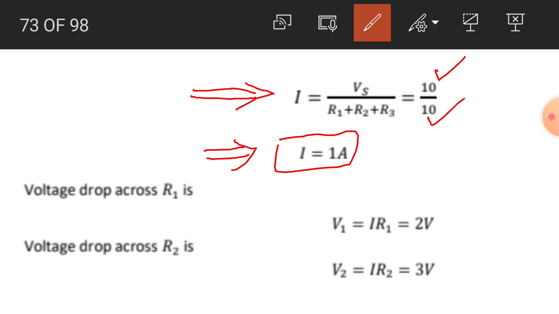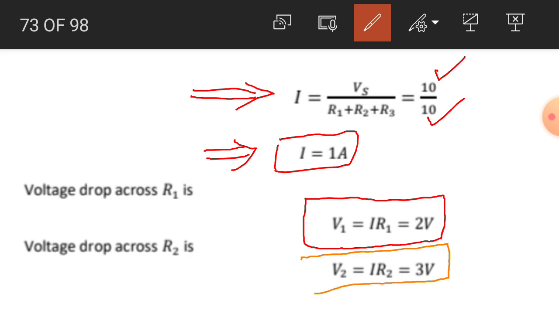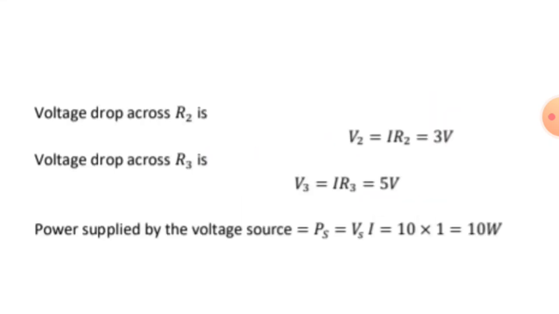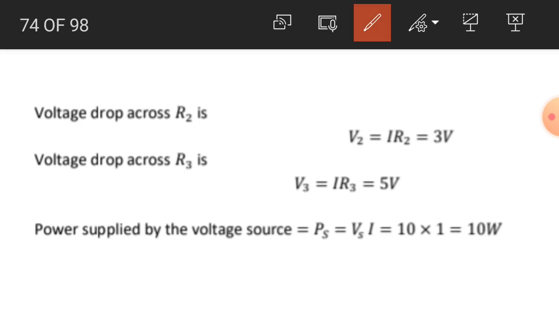The voltage drop across R1 is V1 and V1 will be equal to I R1. So the voltage drop across R1 is 2 volt. The voltage drop across R2 is V2 and V2 is equal to I R2. So the voltage drop across R2 is 3 volt. The voltage drop across R3 is V3. V3 will be equal to I R3. So the voltage drop across R3 is 5 volt.